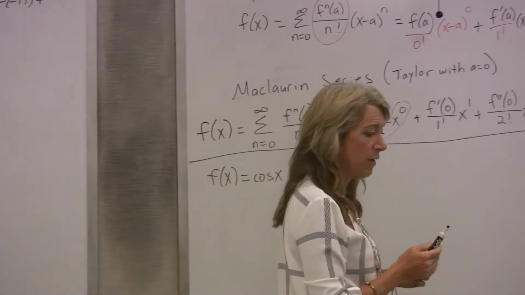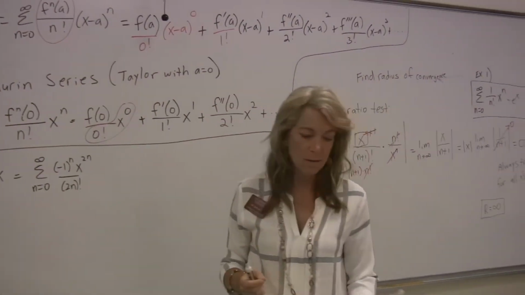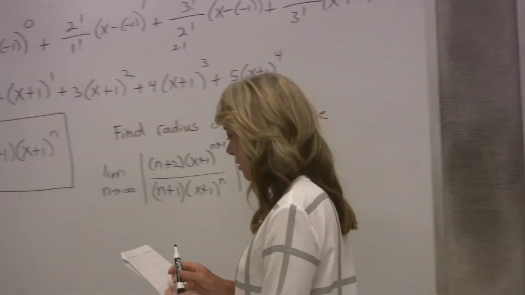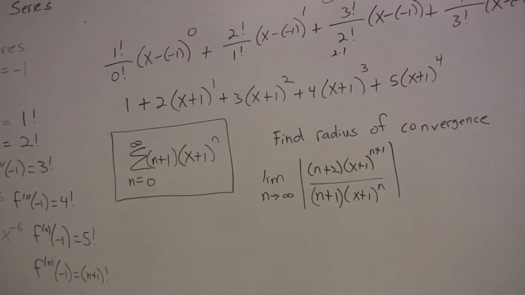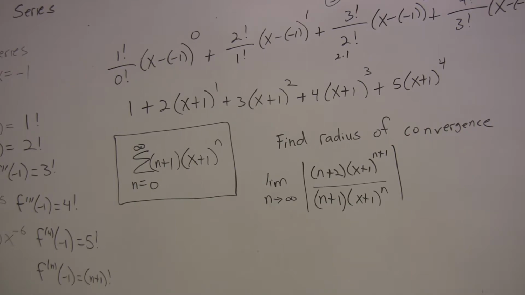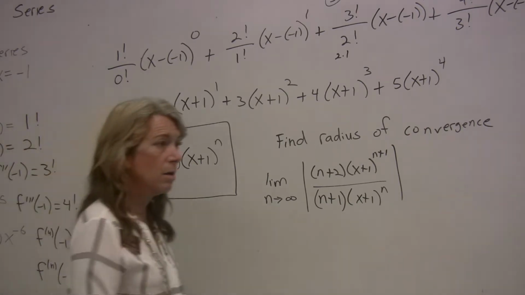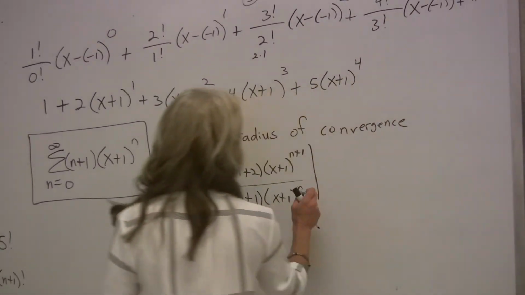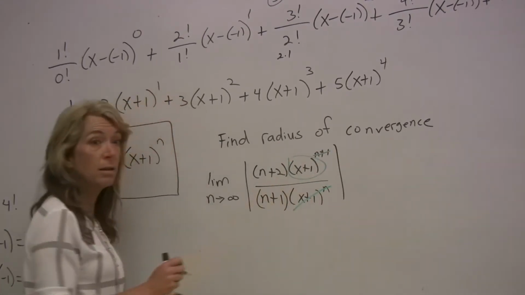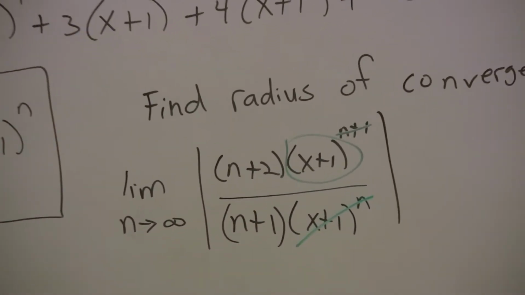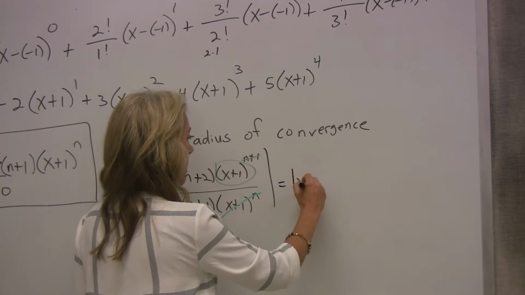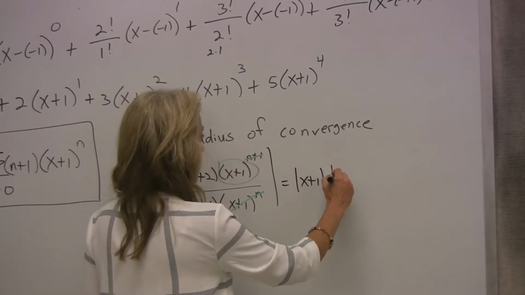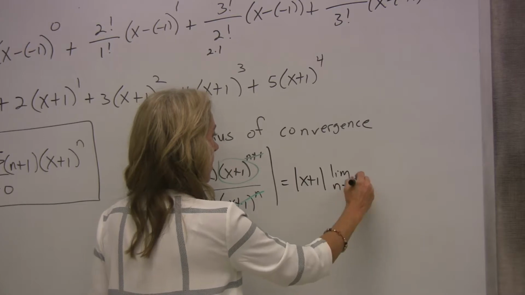Okay? So we got this deer in the headlight look, so it's making me nervous. What happens when I go to reduce this? The x plus 1s are going to reduce. I've got an extra x plus 1 right here. These are gone, these are gone. I've got one of them left right here. So that's not affected by n anymore. So that's one of the ones where I pull it all the way out. Absolute value of x plus 1 times the limit as n goes to infinity of everything that's left.